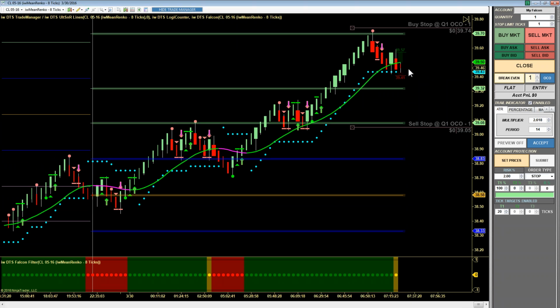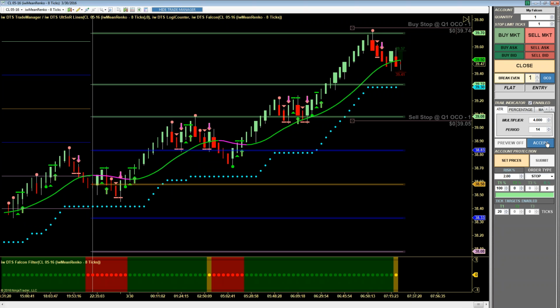Now when you use the OCO function, you need to be aware that these orders are live the moment you put them on your chart. And I think I'm going to dial this back a little bit. Here we go.